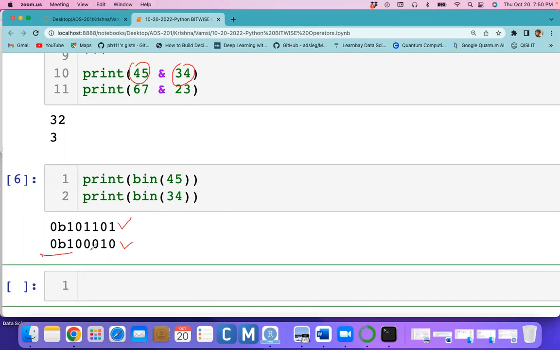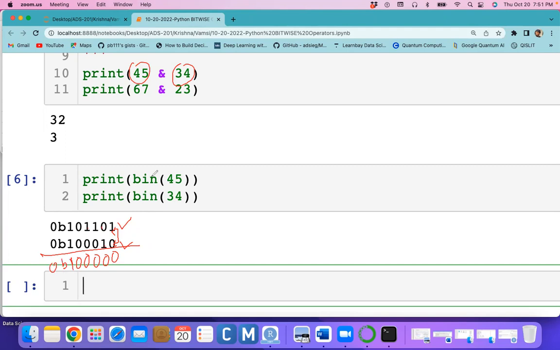After that you are doing the AND operation, right? What does the AND operator mean? If and only if both inputs are 1, then the output is 1, otherwise it is 0. So I just do the AND operation bitwise. 1 and 0 is 0, 0 and 1 is 0, 1 and 0 is 0, 1 and 0 is 0, 0 and 0 is 0, 0 and 1 is 0, and 1 and 1 is 1, right? So this is my binary number, 100000.